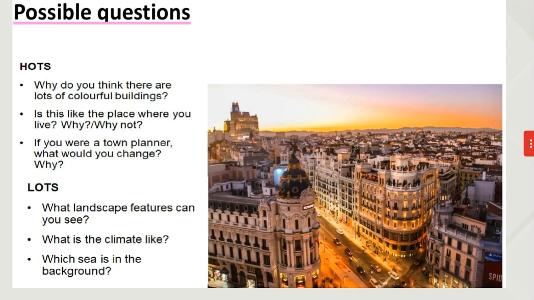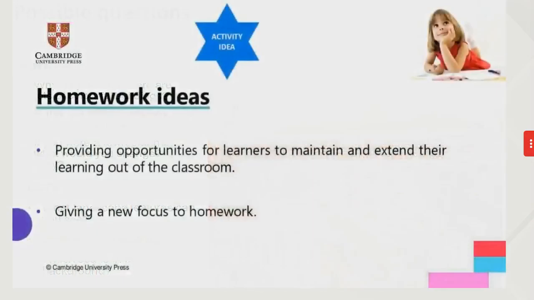And if we move on to higher order thinking skills, why do you think there are lots of colourful buildings? Is this like the place where you live? Why? Why not? We're already asking them to analyse and evaluate here. If you were a town planner, what would you change and why? So these are ideas of how you can use the handout and apply it to create different tasks to try with your students in classrooms.